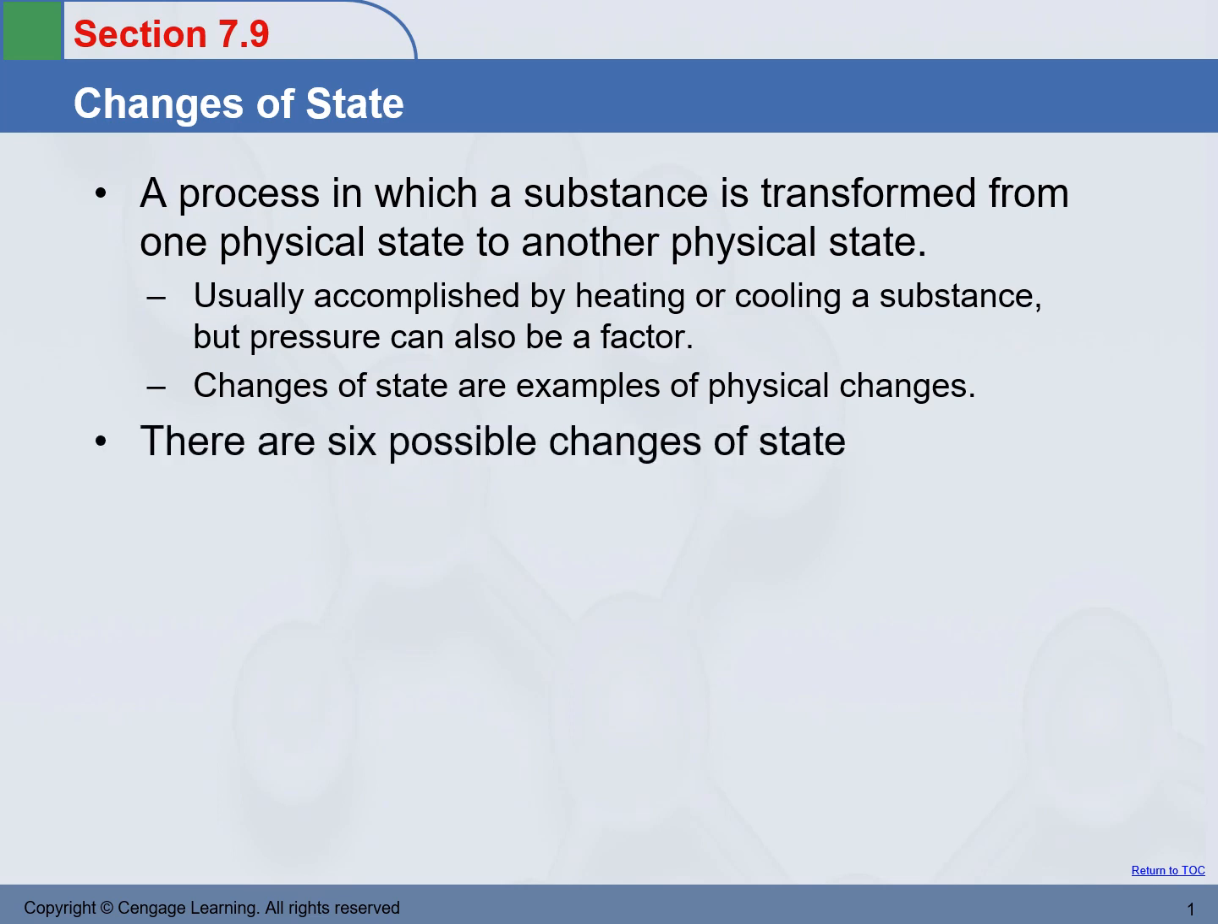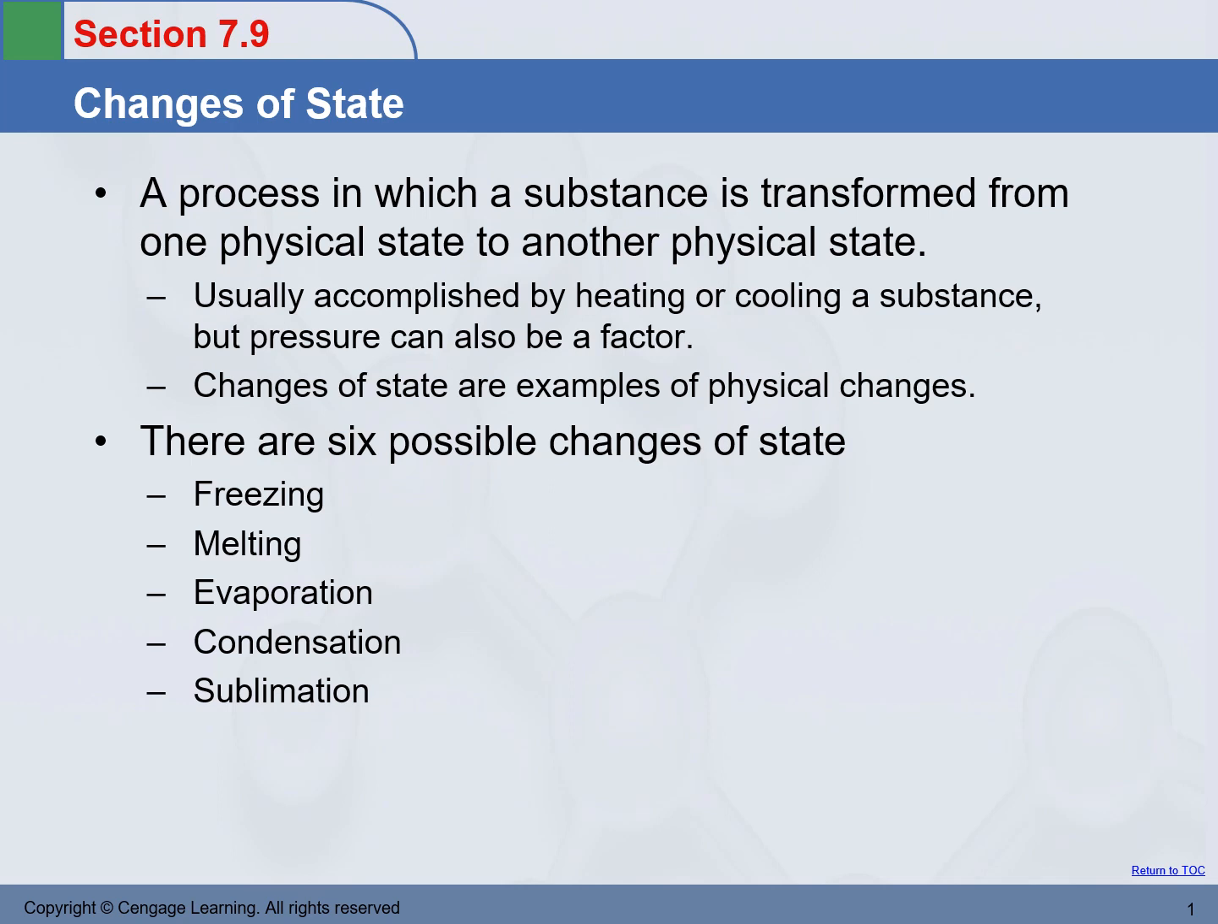There are 6 possible state changes: freezing from liquid to solid, melting from solid to liquid, evaporation from liquid to gas, condensation from gas to liquid, sublimation from solid to gas, and deposition from gas to solid directly. As you can see, the 6 possible state changes are actually 3 pairs of opposite processes.